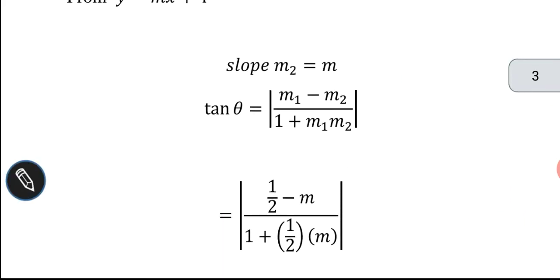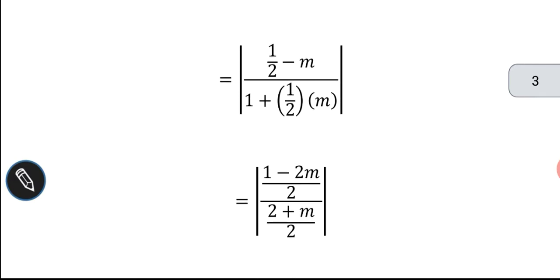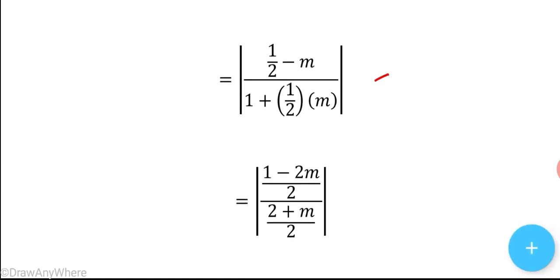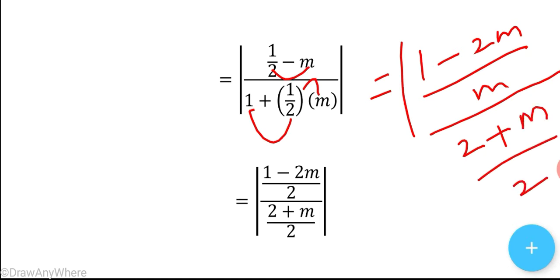Now plug in these values in this formula. So tan theta is equal to, the value of m1 is 1 by 2, value of m2 is m. So 1 by 2 minus m divided by 1 plus 1 by 2 into m. Now taking LCM, it will become modulus of (1 minus 2m) the whole divided by 2, over (2 plus m) the whole divided by 2. Okay, 1 plus 2m divided by 2.